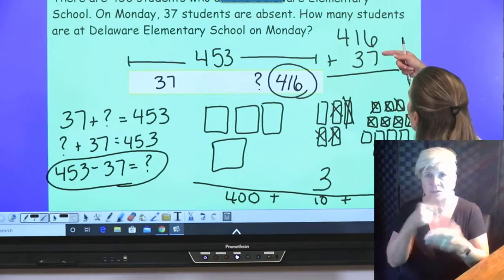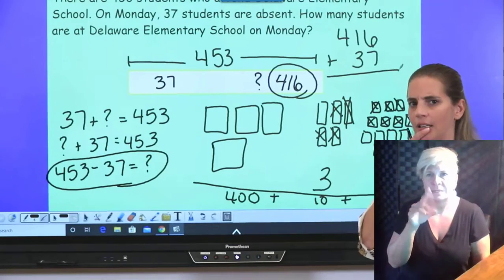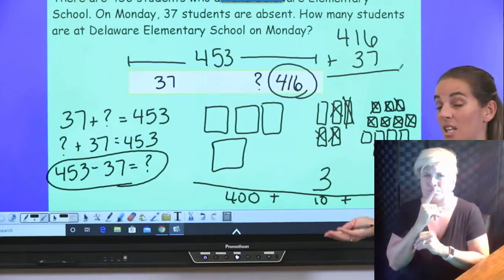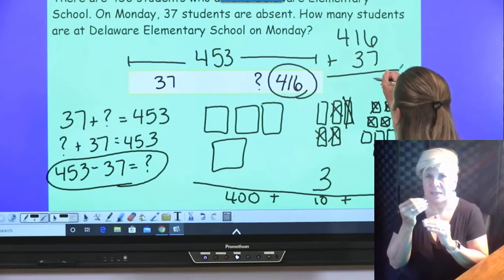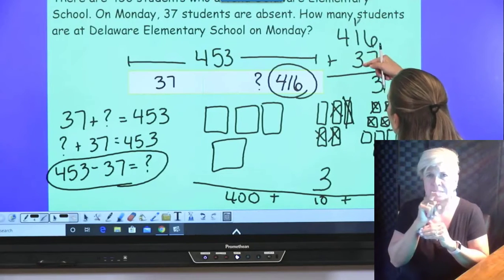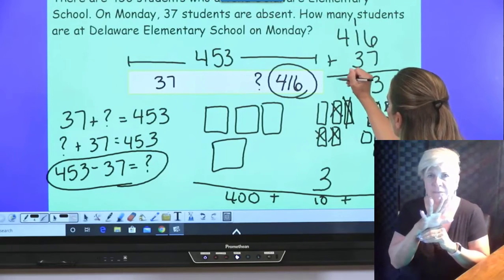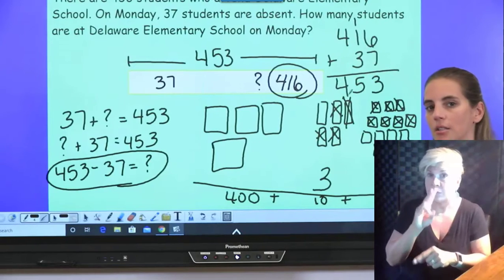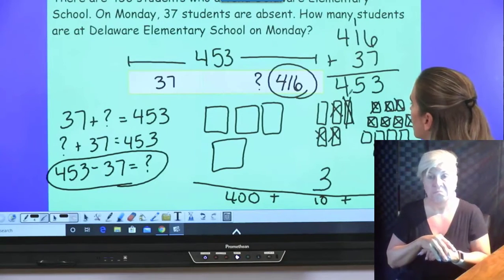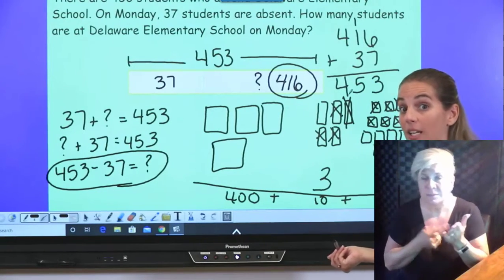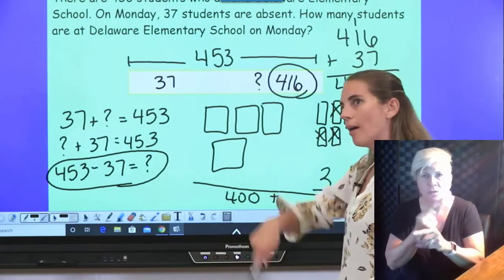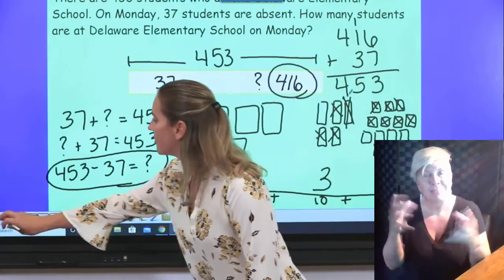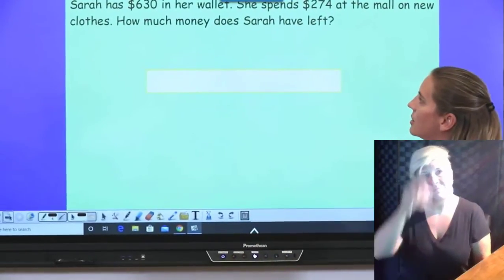So let's check that. 6 plus 7. Well, I know that 7 plus 7 is 14, so if I do 6 plus 7, I get 13. Okay. 3, 4, 5. Oh, look, our math is right, 453. That seemed kind of wrong for a minute, didn't it? Sometimes that happens in math, and we have to go back and check our answer to make sure that we're correct. You did a great job on this one. Look at all that math. That's a lot, huh? All right, let's try this one.